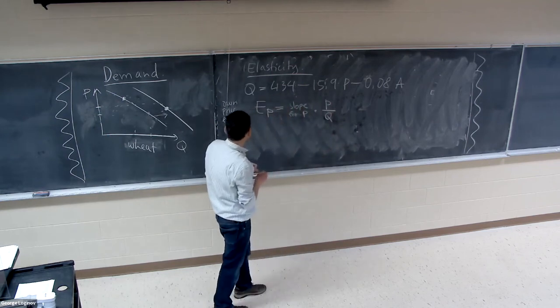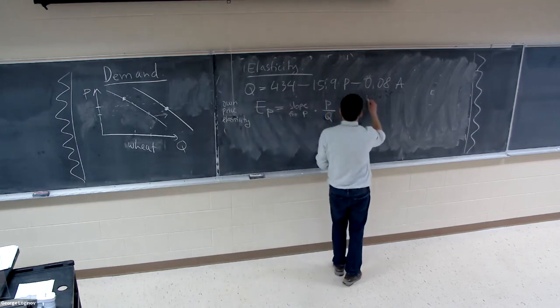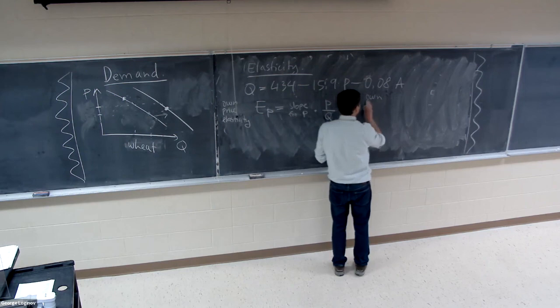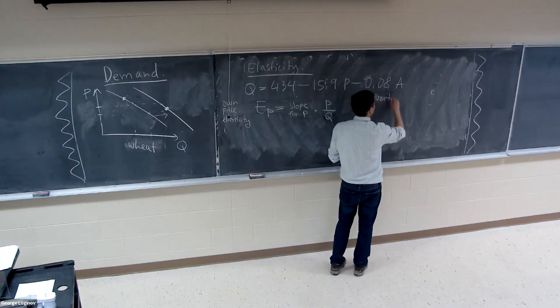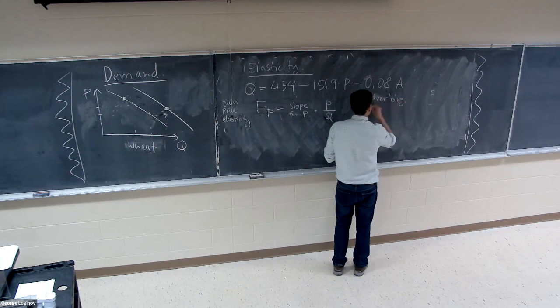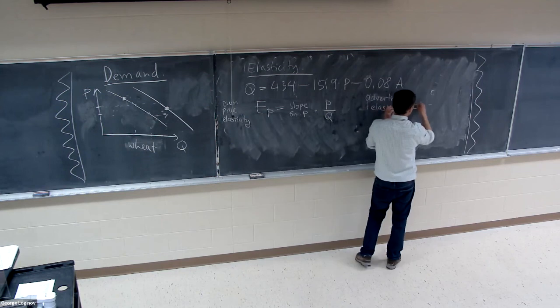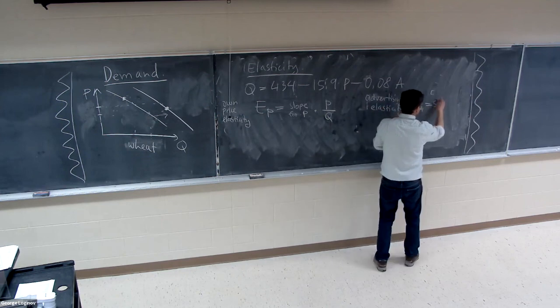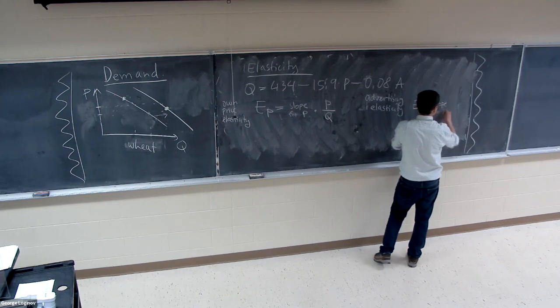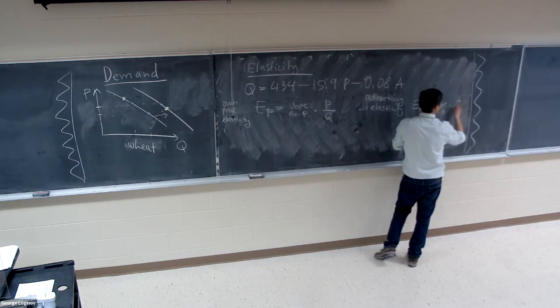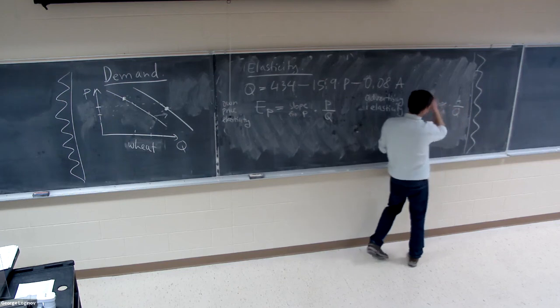And then we also have advertising elasticity. It's going to be the slope for advertising times the advertising value over the quantity again. Now I need to give you some data so you can work with it. And I think that data is on the reverse page of your handout.